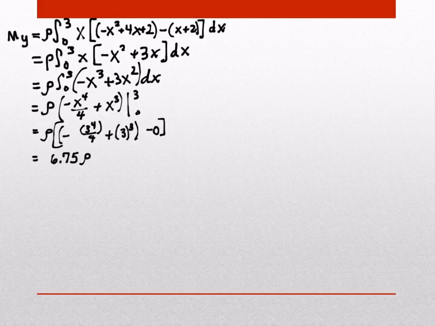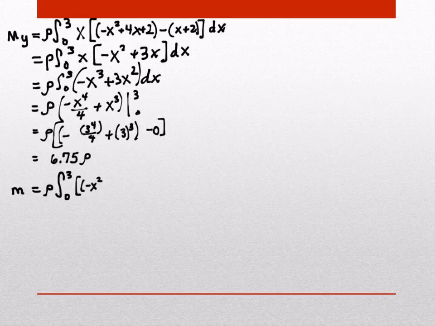What else do I need? Don't everybody answer at once. I need m, right? Yeah. I need the total mass. Okay, so the total mass is rho times the integral from 0 to 3 of the f of x minus g of x. So that's this negative. Again, you don't have to write this out exactly. You can write the simplified version if you want, since we've done it twice.